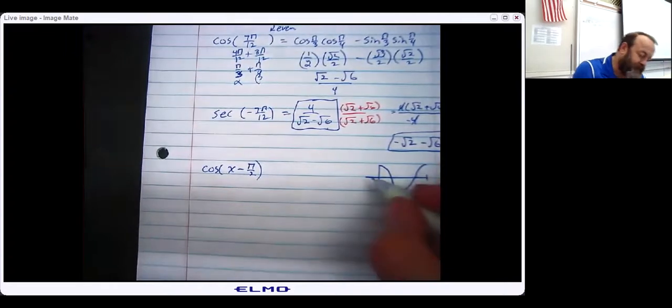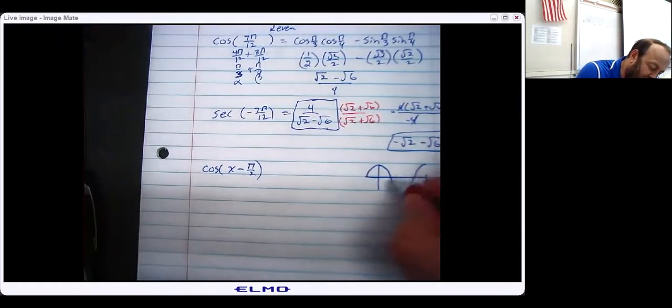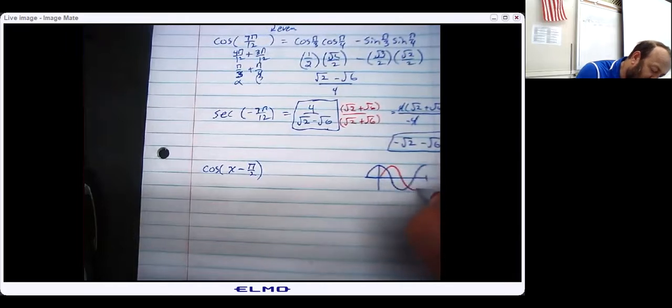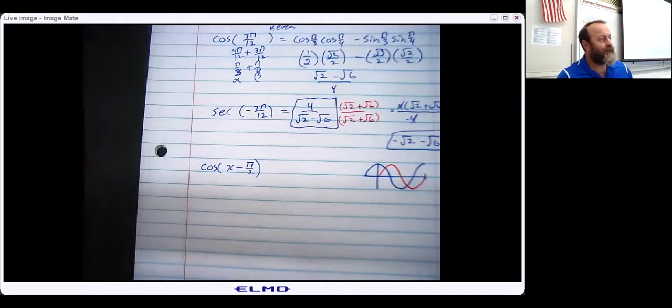And what would happen, in fact, I could keep it coming down right here a little bit. What would happen if I kicked that cosine wave to the right, pi over 2, and it would look about like this? Well, that kind of looks like something, doesn't it? Doesn't that kind of look like a sine wave?